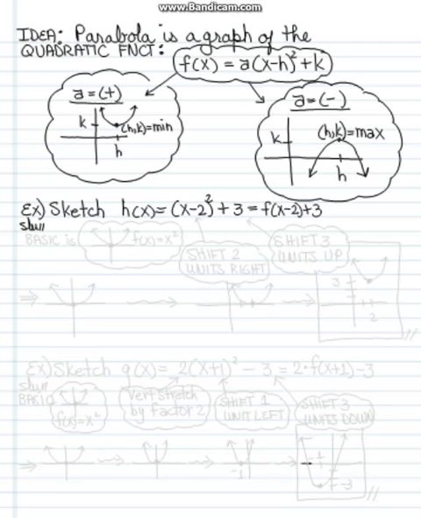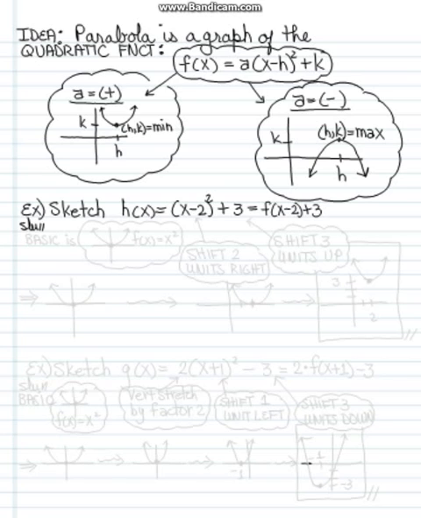Here's an idea. A parabola is a graph of the quadratic function f of x equals a times (x minus h) squared plus k. Now, if the a value in the equation is positive, we get a happy face parabola with its vertex being a minimal point located at the ordered pair h comma k, where h and k come from the actual equation.